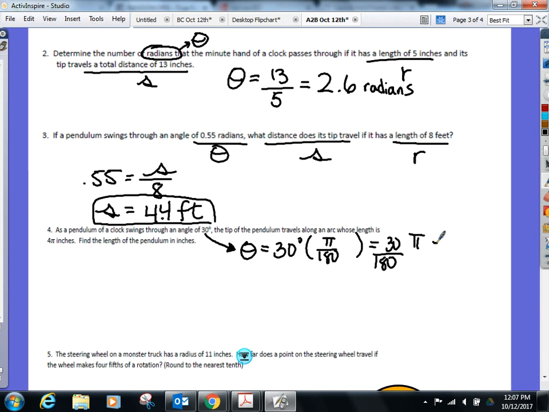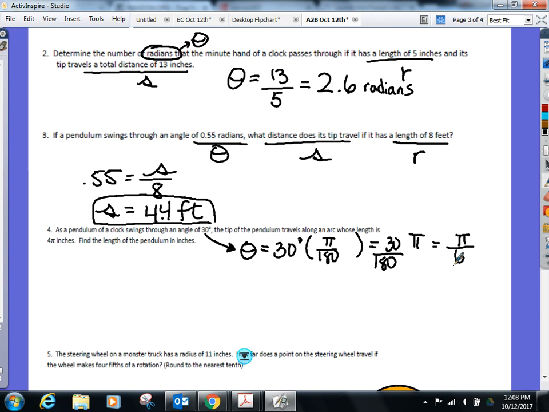Reduce it for me. 30 degrees is the same as 1 pi over 6 or 1/6 pi, however you want to write it. All right. So that's what I'm going to plug in for theta.